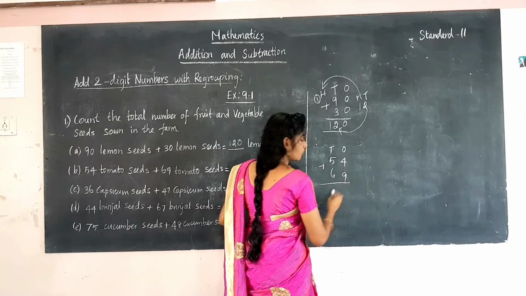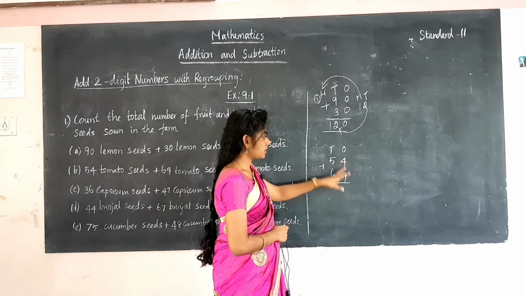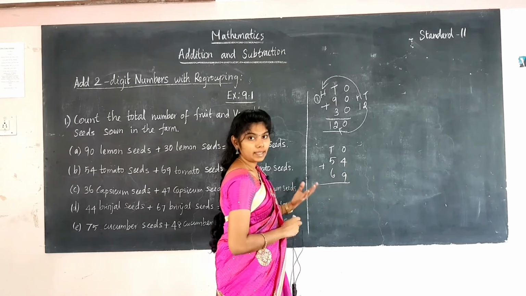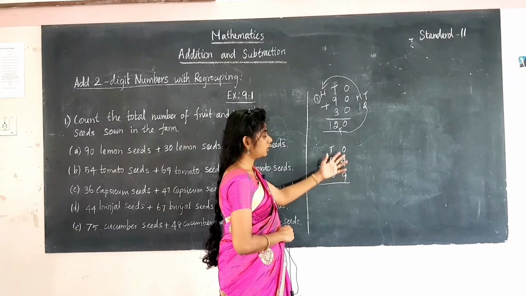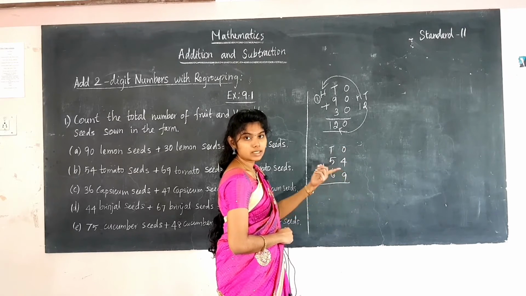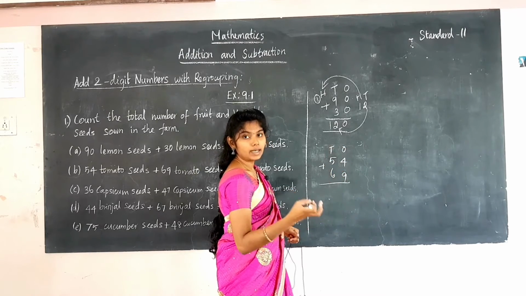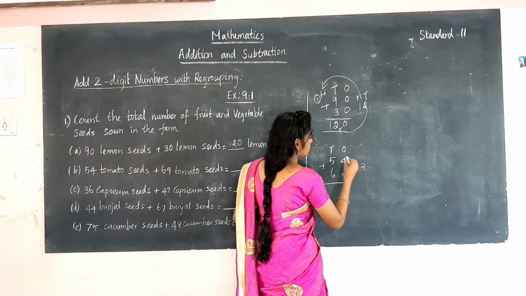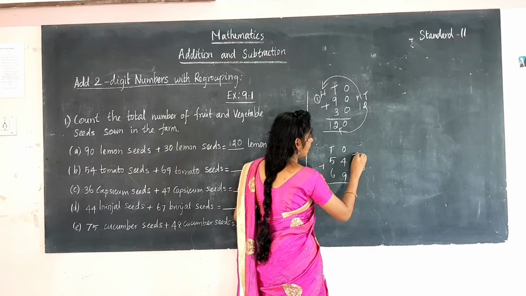Now add the numbers. First we have to add in the ones place and then only we have to add the tens place number. So 4 in the mind and 9 in the fingers. So we have to add, after 4: 5, 6, 7, 8, 9, 10, 11, 12, 13. It's a 2-digit number. So you are writing outside the 2-digit number. Now give the places ones and then tens.